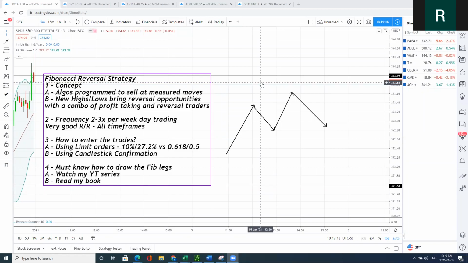Today, I'm going to be sharing a free Fibonacci reversal strategy. The reason I'm sharing this strategy is because I've sold over 75 copies of my book, and I promised that if you guys showed me support, I would continue to give you solid strategies and concepts that you can use in the markets every week to earn profits.